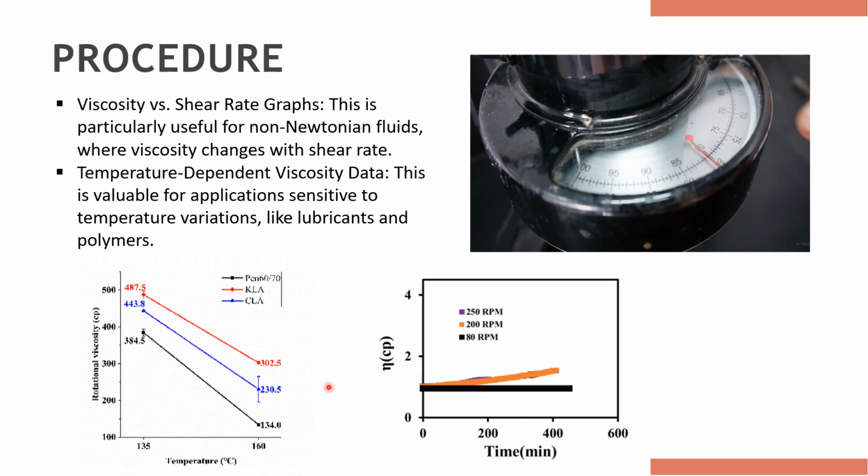Now here there is another graph where the viscosity is being measured with respect to time at different rotational speeds. So you can say that for 80 rpm the viscosity is constant with respect to time, like there is no much significant change, whereas for 200 rpm you can say that the viscosity keeps on increasing with time, and the same goes for 250 rpm also.